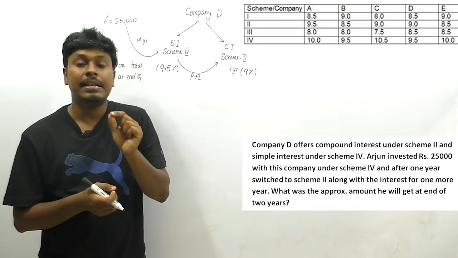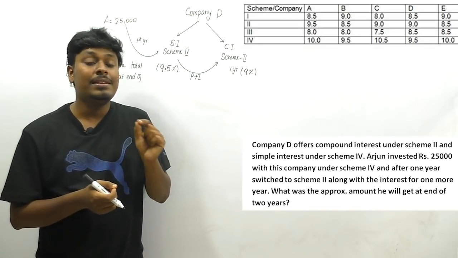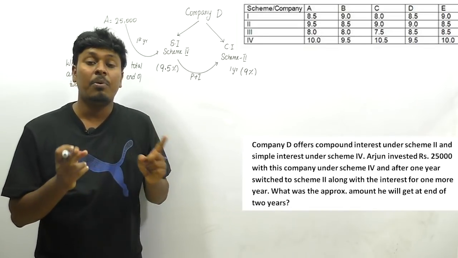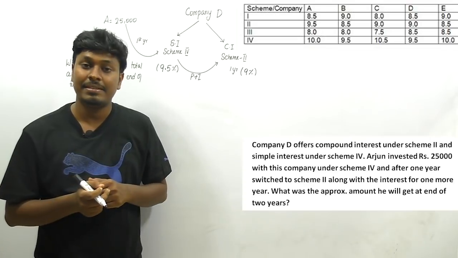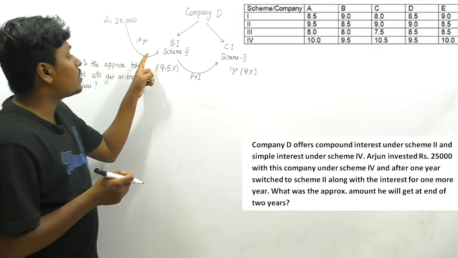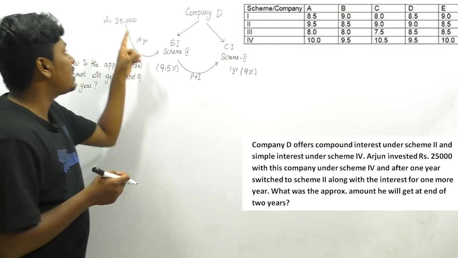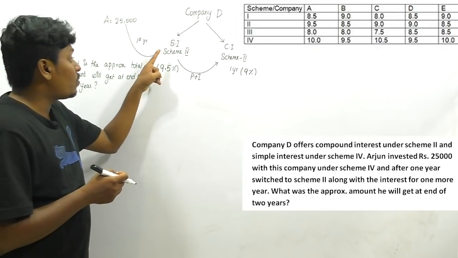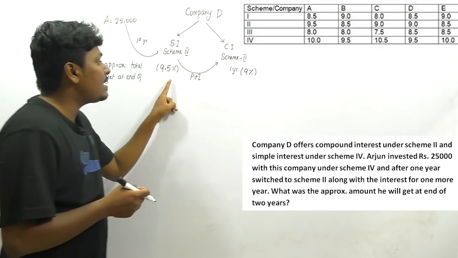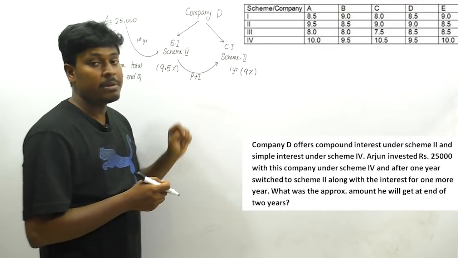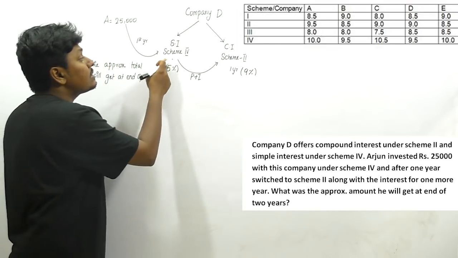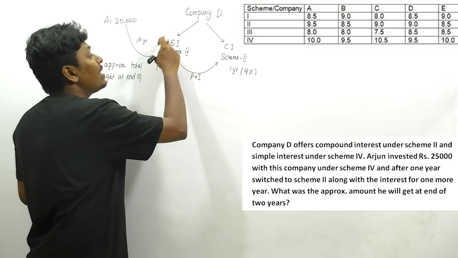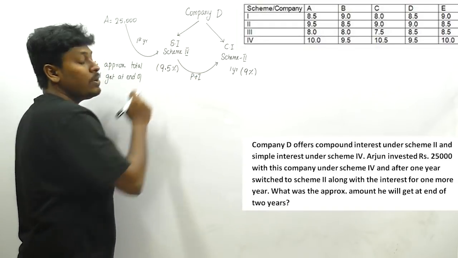The interest obtained for the first year, whether it is simple interest or compound interest, is always the same, right? In the question, they are talking about only 1 year. See here, A is investing 25,000 in simple interest for only 1 year, and the next year he invests the principal and interest in scheme number 2. So friends, this area they are talking about only 1 year. A is investing for only 1 year.